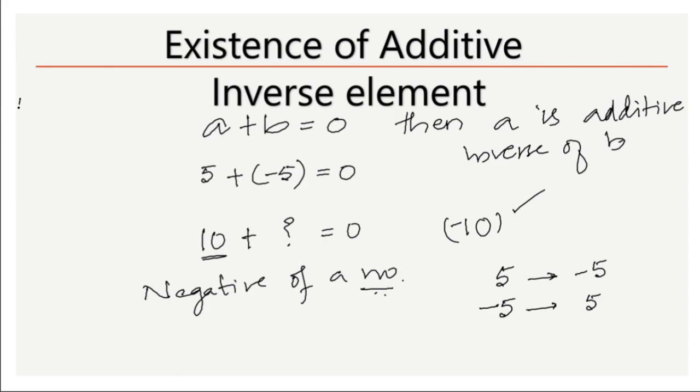Remember, in the set of natural numbers and in the set of whole numbers, we do not have additive inverse. If I consider 5, do we have negative 5 in the set of natural, and in the set of whole numbers it's not there. Whereas in the set of integers and in the set of rational numbers, they are present. So the additive inverse element is present in the case of integers and rational numbers only.